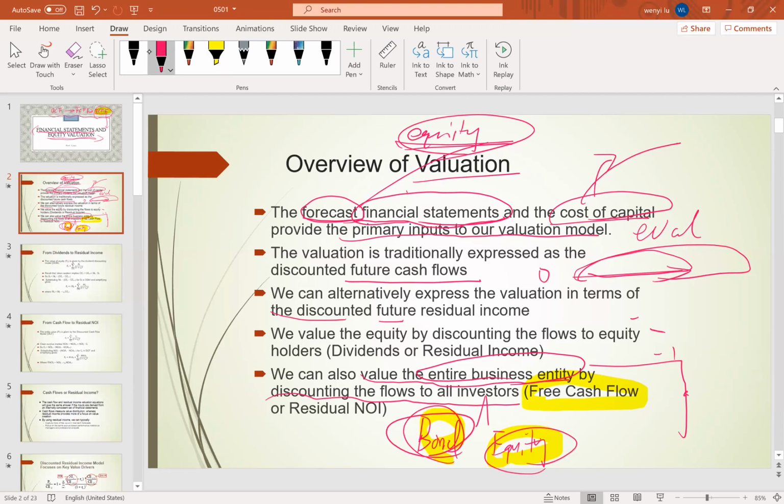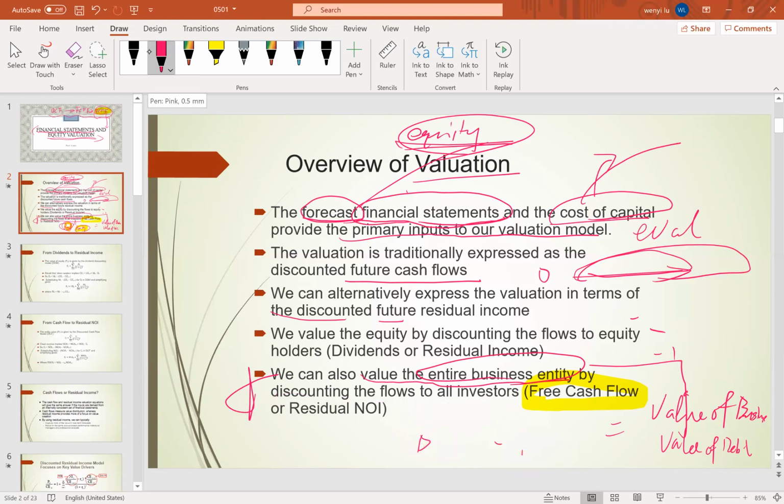equities. So for these models, we will do a two-step process, compared with solving the value of the equity directly. You will first solve the value of the whole business, then minus the book value of what? The debt. Then it will equal the value of equities. So we will use our free cash flow as a flow to investors, and also the residual net operating income.